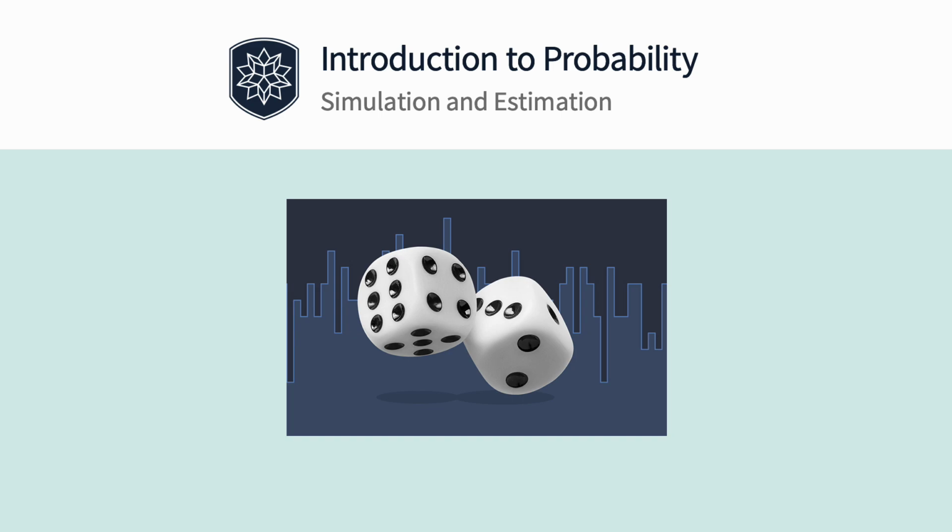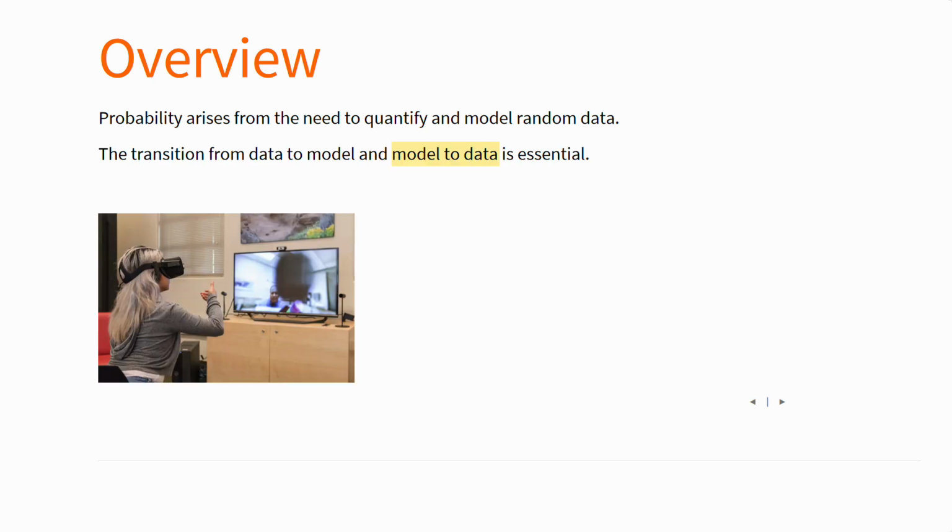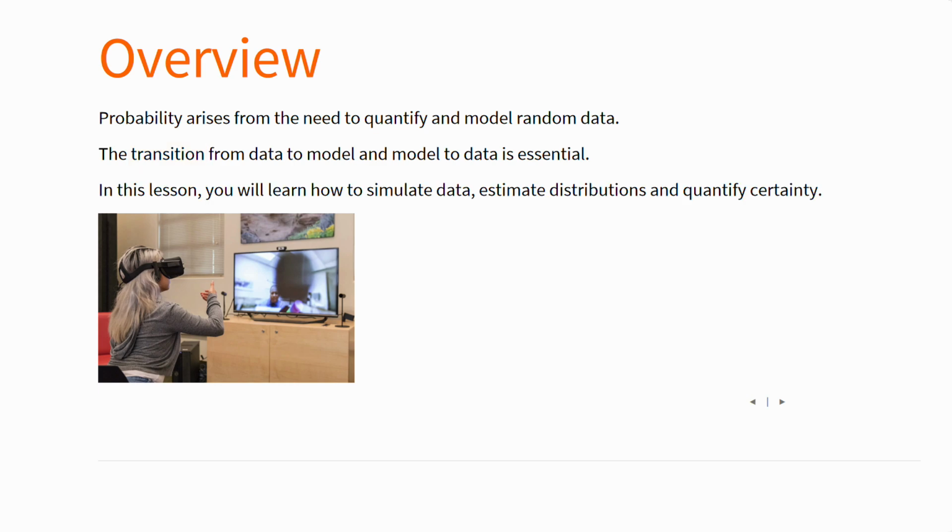Let's begin. You now understand random variables well theoretically, but to get a useful understanding of randomness, simulating a random variable as data is often useful. Conversely, it's often also useful to model some random data as a probability distribution. The transition from data to model and from model to data is essential in data science. In this lesson, you'll learn how to simulate data, estimate distributions, and quantify your certainty.